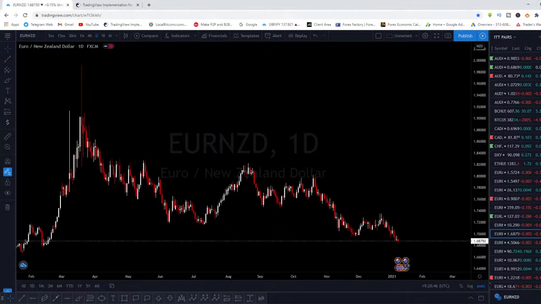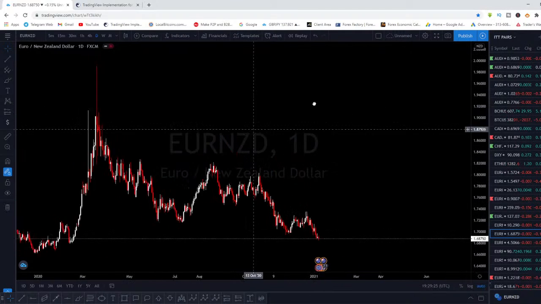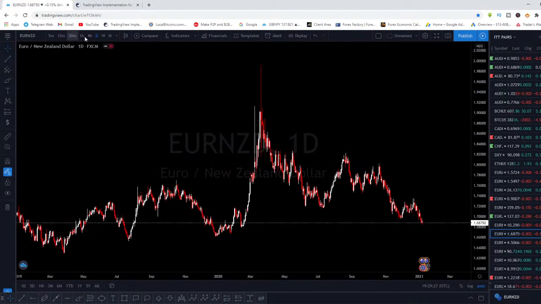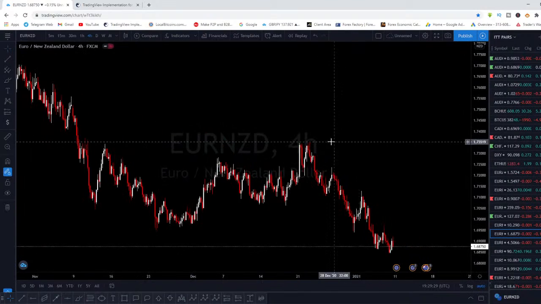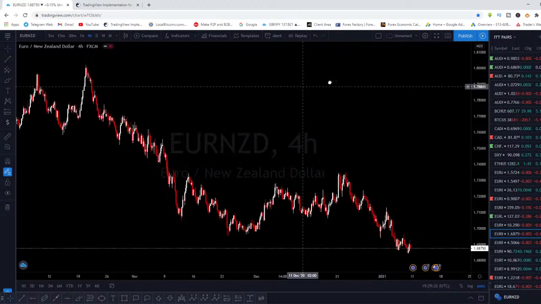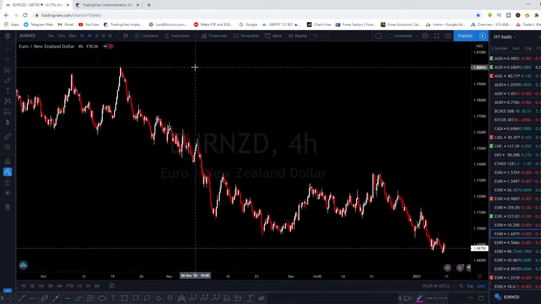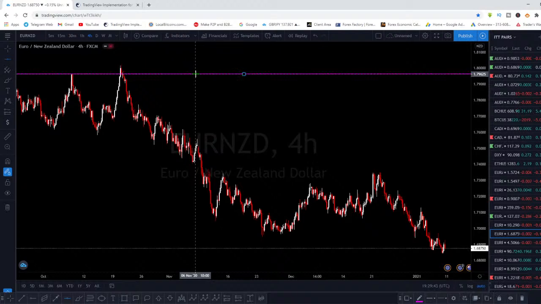Right now somebody says we should check out the Euro NZD, right? This is the Euro NZD daily time frame, and there's nothing much interesting on the daily time frame. So this is the 4-hour time frame right now, and you already know how I do my analysis: I first of all put my support and resistance on either the daily time frame or the 4-hour time frame, right?